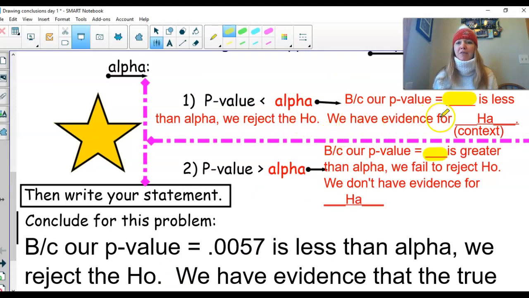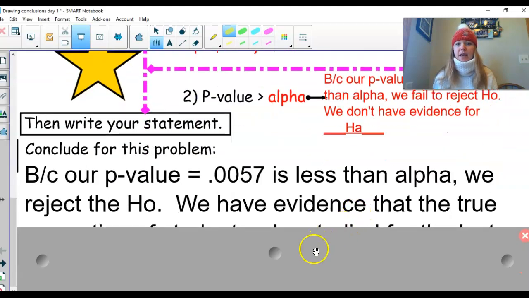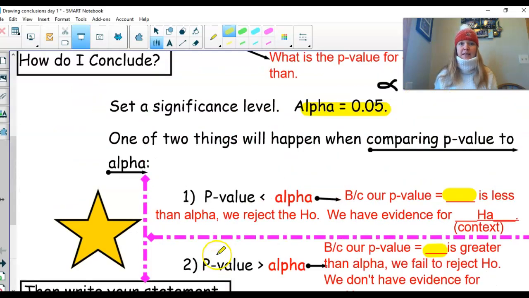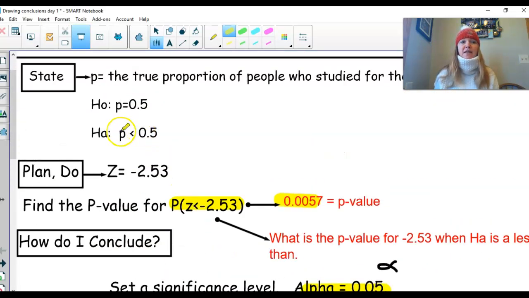Now we say we have evidence for, so I said we have evidence that the true proportion of students who studied for the last test is less than 0.5. Where did I get that less than 0.5? This is all of HA. I have evidence that the true proportion of people who studied for the last test is less than 0.5.